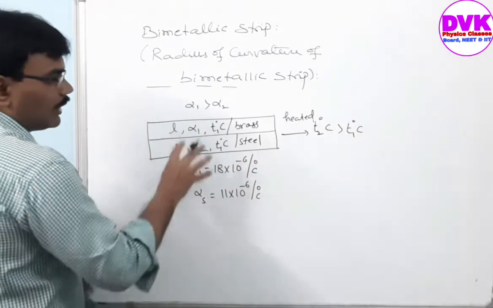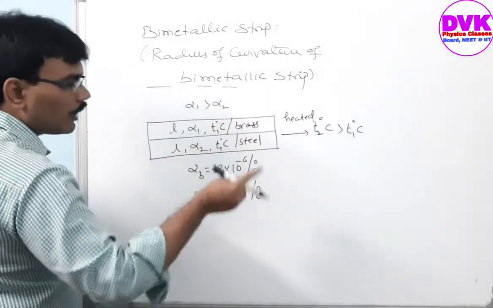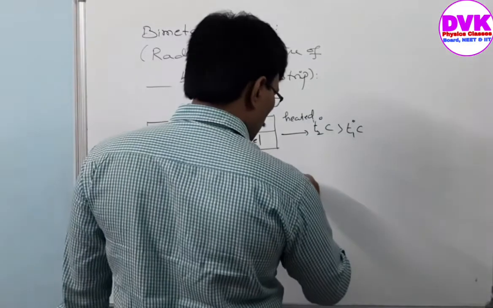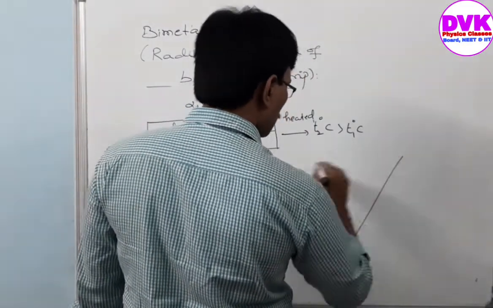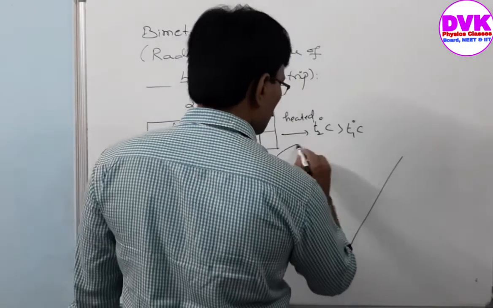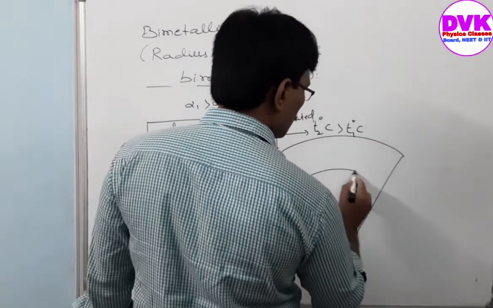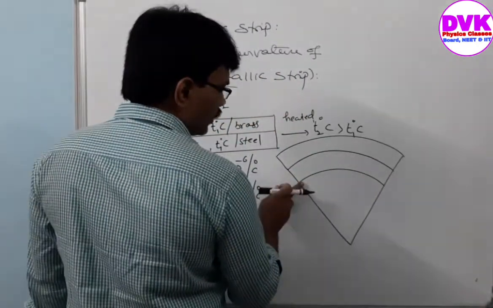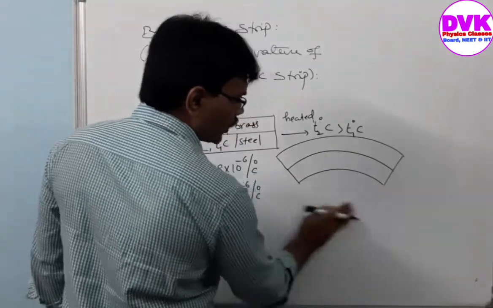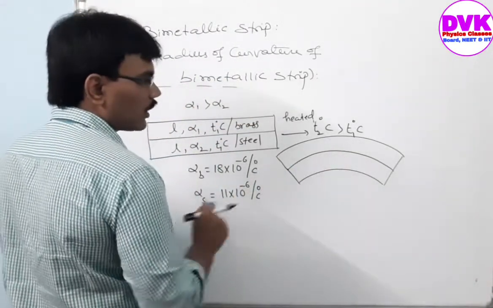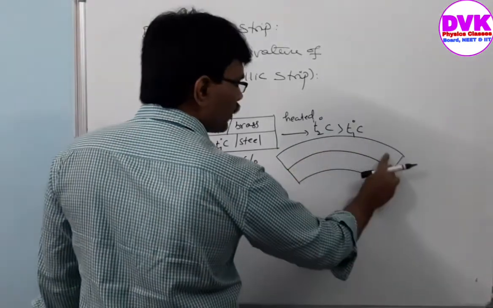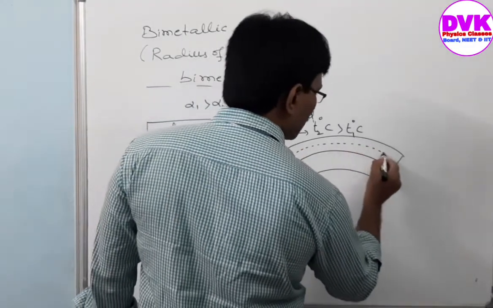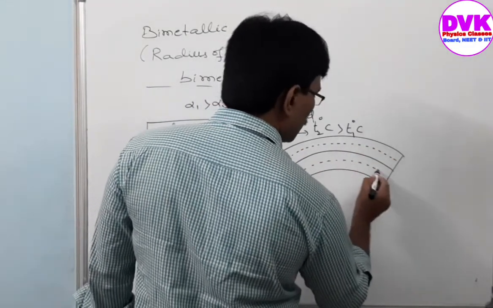So what happens whenever we heat this structure to a high temperature? A curvature takes place, meaning the metallic strip bends into an arc shape. We can show it like this. It bends like this, just to show that it forms an arc-shaped structure. For the brass the curvature is more, and for the steel the curvature is less. That means the length of brass is higher than the length of steel after heating.